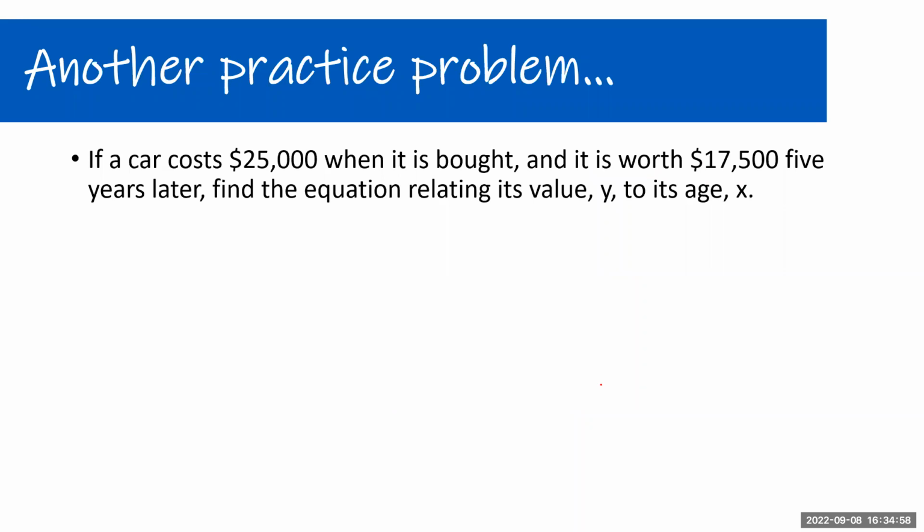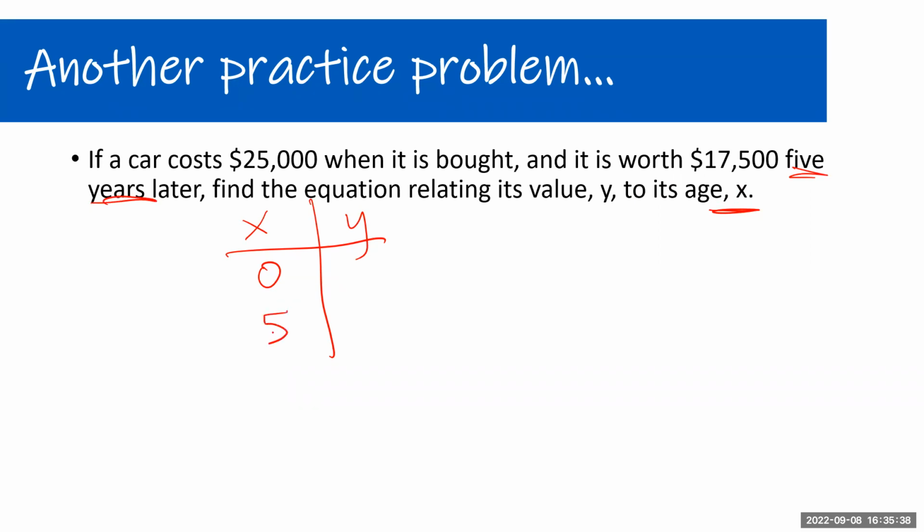Let's talk about another practice problem. A car costs $25,000 when it is bought, and it's worth $17,500 5 years later. We want to find an equation relating its value, which is y, so the dollars are y, to its age, x. So here we can talk about 2 different situations. You could write coordinates. I'm just going to make a table saying I have x values and I have y values. I know that right now when I purchased it, its age was x equals 0. And then I also know that I'm talking about 5 years later, so its age would be 5.